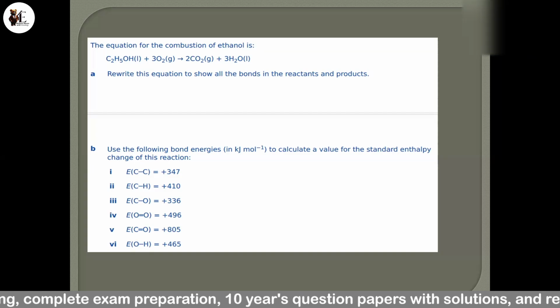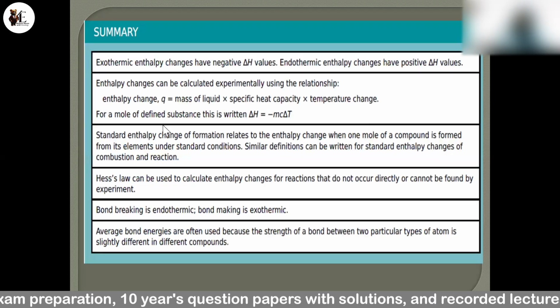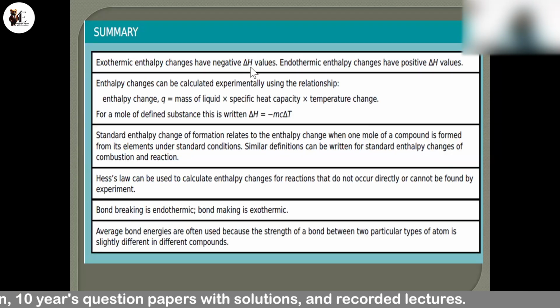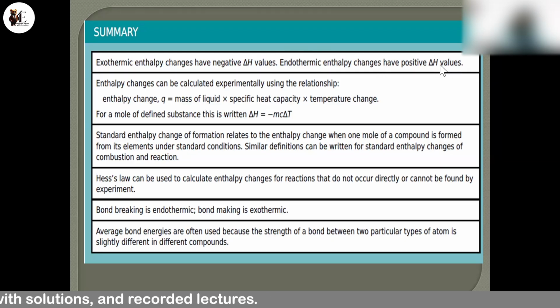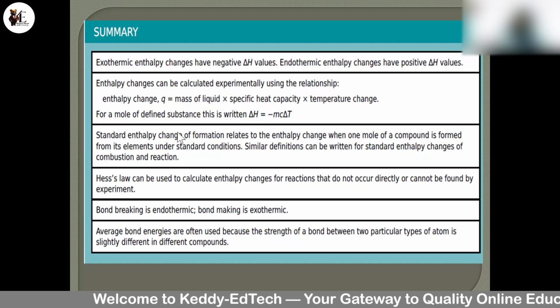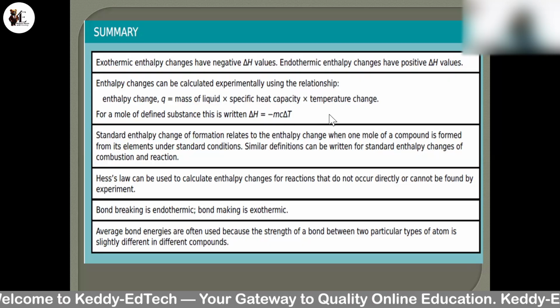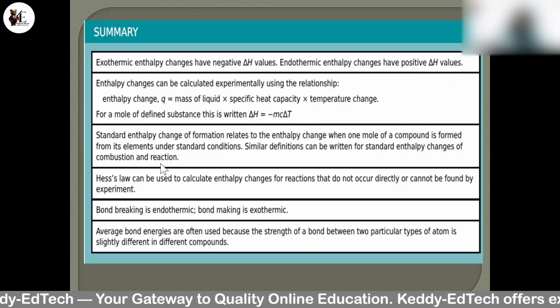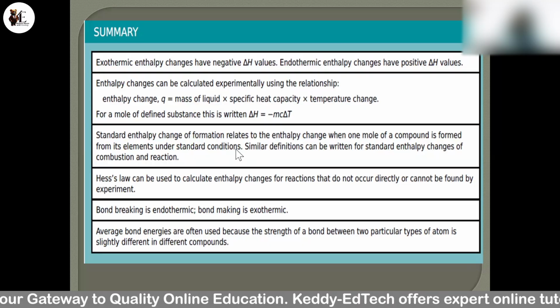Okay. So what we have studied in this chapter is that exothermic enthalpy changes have negative delta H values and endothermic enthalpy changes have positive delta H values. Then we have studied one formula that enthalpy change you can calculate by Hess law also, by calorimetric technique also. Formula is Q is equal to MC delta T. Okay, for 1 mole it is equal to delta H is equal to minus MC delta T. Definitions are important. Standard enthalpy change of formation is the enthalpy change when 1 mole of compound is formed from its elements under the standard conditions.